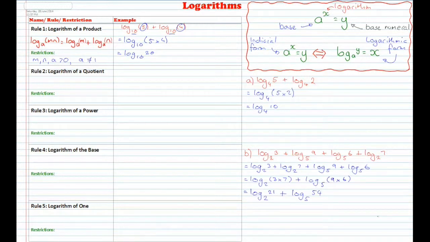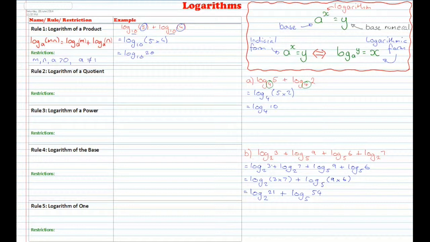Alright, so welcome back. Now the very first thing you have to do when checking out these logs and seeing if we can actually add them is to have a look here and see if the bases are the same. So as you can see here, I've got 4 and 4, so that means we can actually add these two logs. Now in order to do that, we just write log base 4 and we multiply the 5 times 2 because you get the 5 and the 2 from here. So you go 5 times 2 is 10, leaving us with an answer of log base 4 to 10.